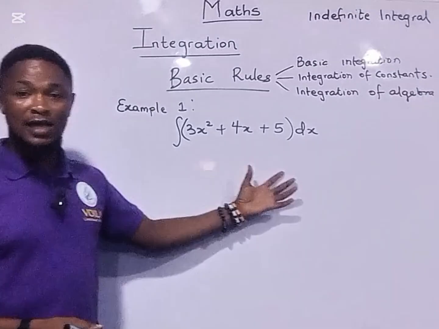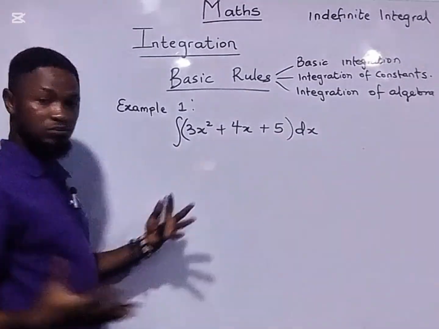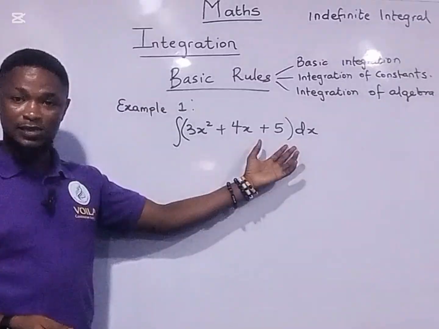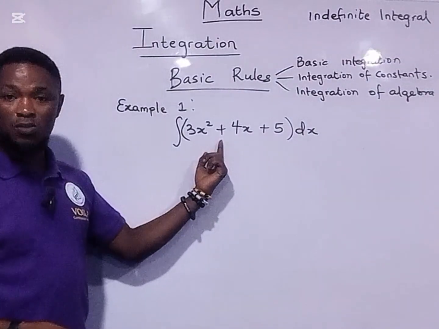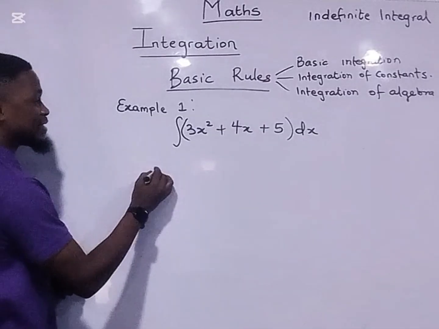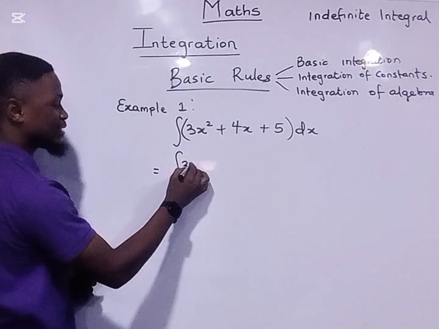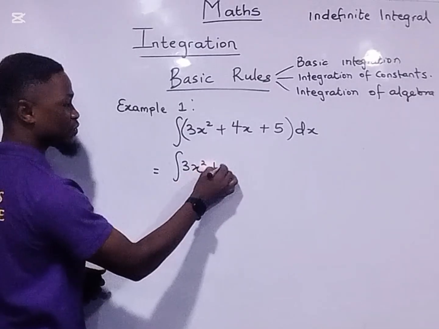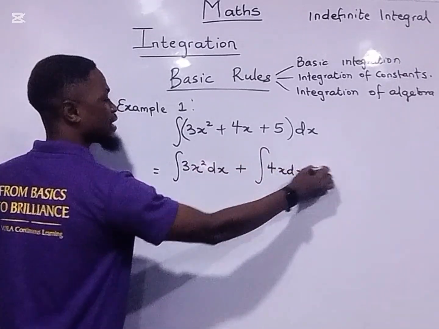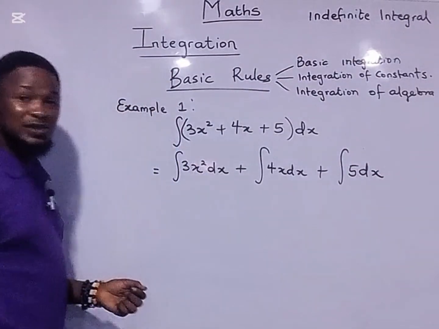If you have a combination of different algebraic terms separated by plus or minus, it's very simple. What you have to do is just integrate them one after the other. So I will integrate the 3x squared with respect to x, I will also integrate 4x with respect to x, and we integrate 5 with respect to x. This is simply what it means.